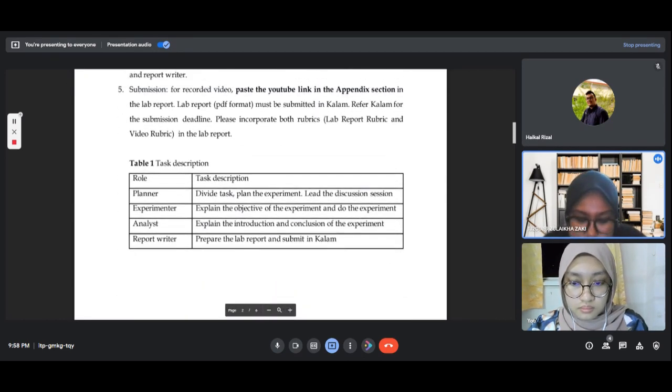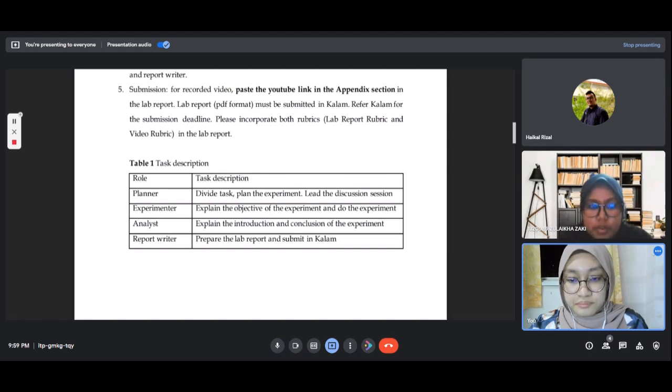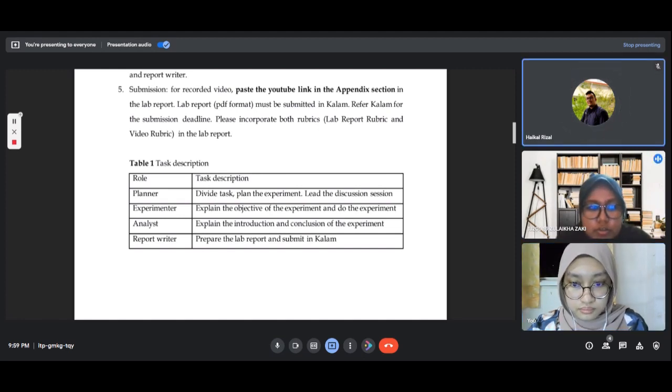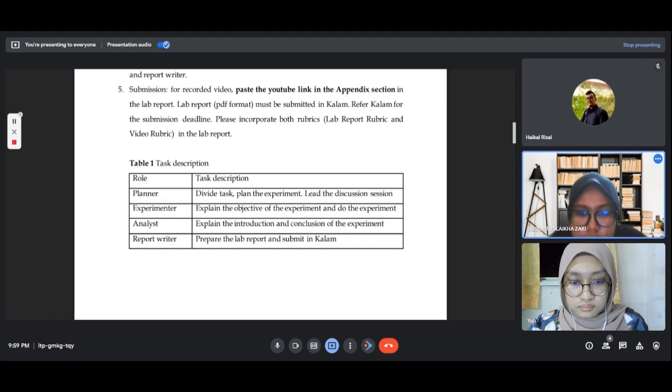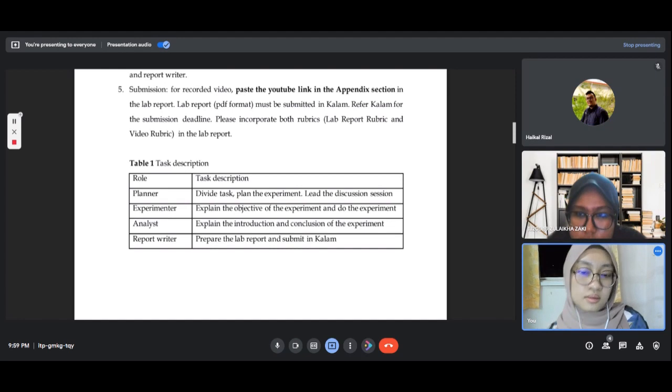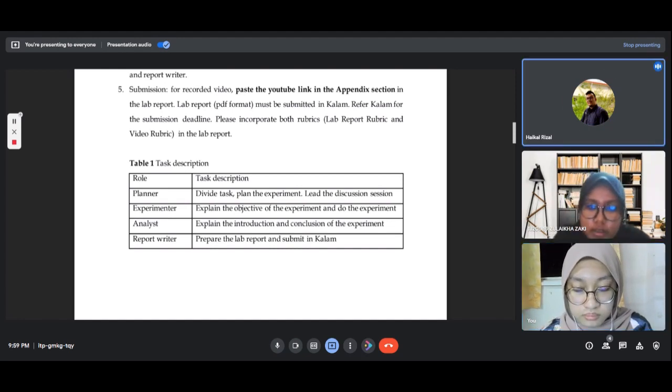For doing this experiment, we have 4 roles, which are planner, experimenter, analyst, and also report writer. Since we have 3 members, I suggest the experimenter and analyst will be the same person. Do you guys okay with that? Yeah, I'm fine with that. I'm okay with that. So I will be the planner, and others? I'll be the experimenter and analyst. I will be the report writer.